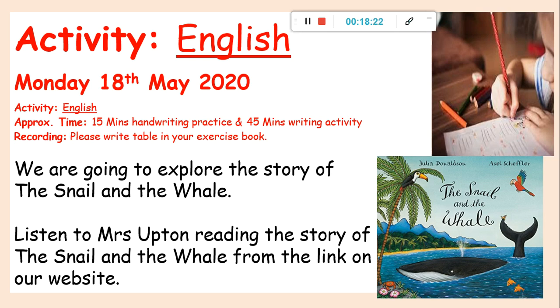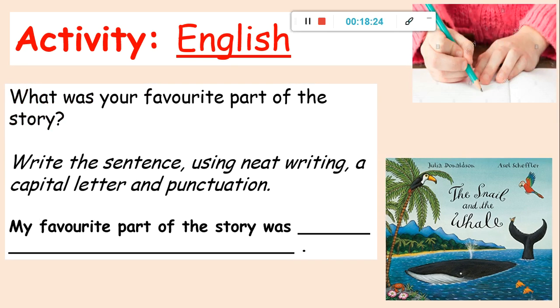Okay, hopefully you've all managed to read The Snail and the Whale. So all we want you to do today is to tell us what your favourite part of the story was. So you're going to write this sentence using your neatest writing. Try and join up. We're seeing some gorgeous handwriting. Lots of you trying to get into pen when you're back at school. I think Mr. Gaffney will have lots of you going to get your pen licences, by the looks of things. A capital letter and the correct punctuation.